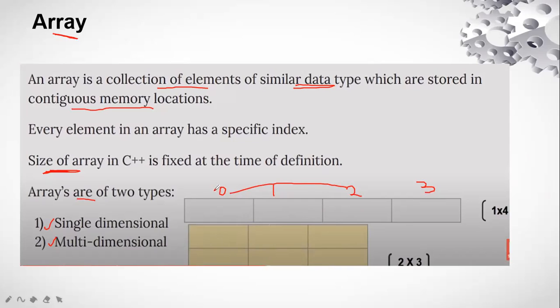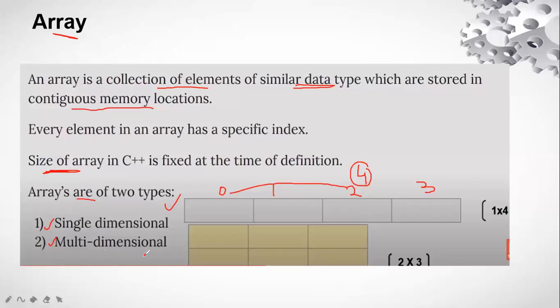So how do we define this? It can be defined as 0, 1, 2, 3, right? So what is the size of the array in this? The size is 4, right? Why 4? Because we are starting from 0. So the size of this particular single dimensional array is 4.